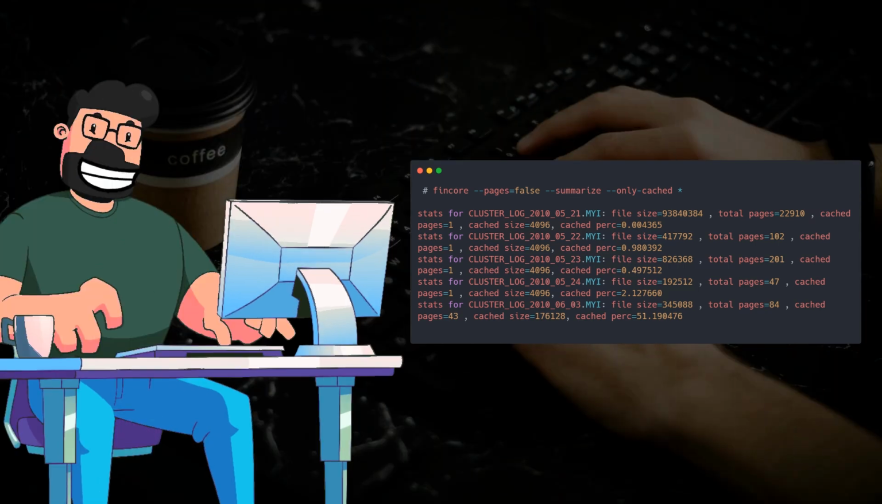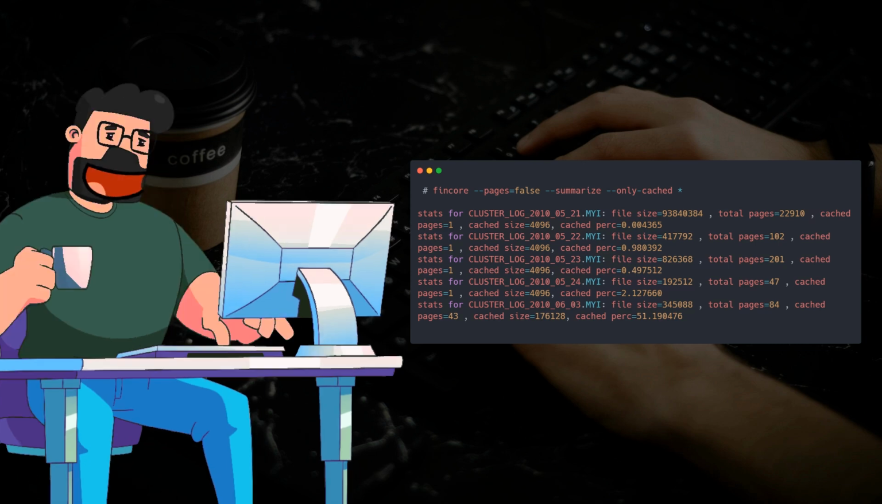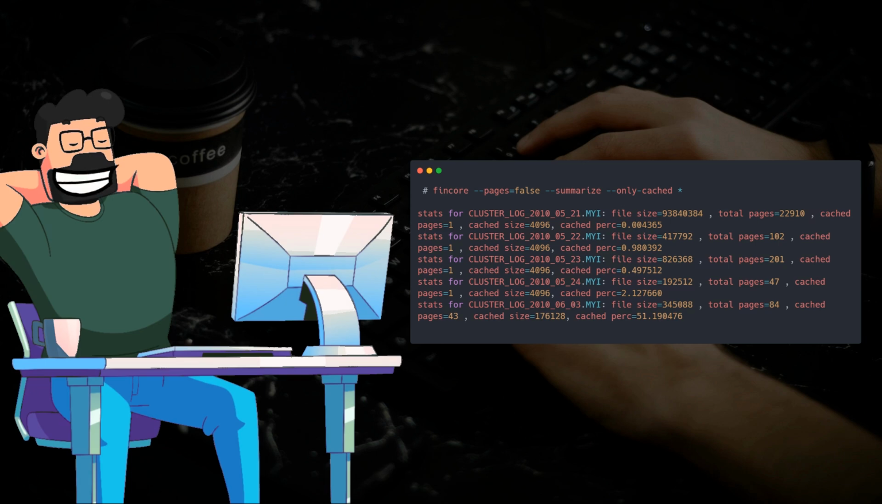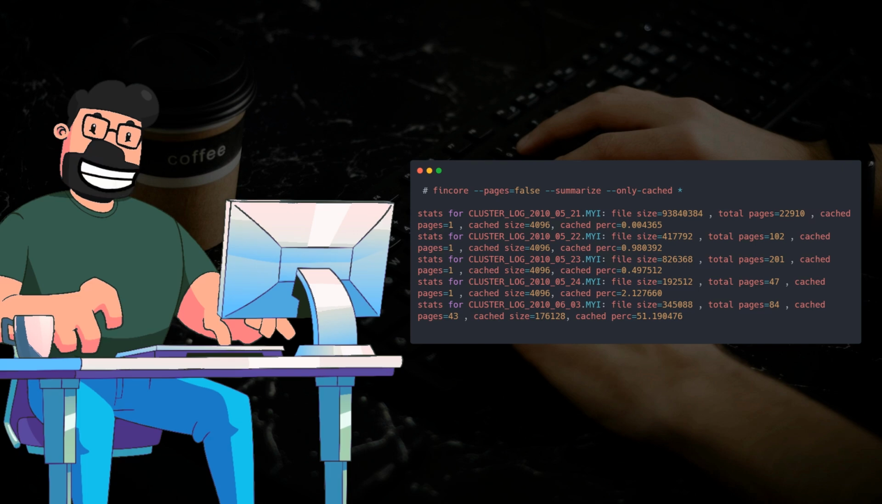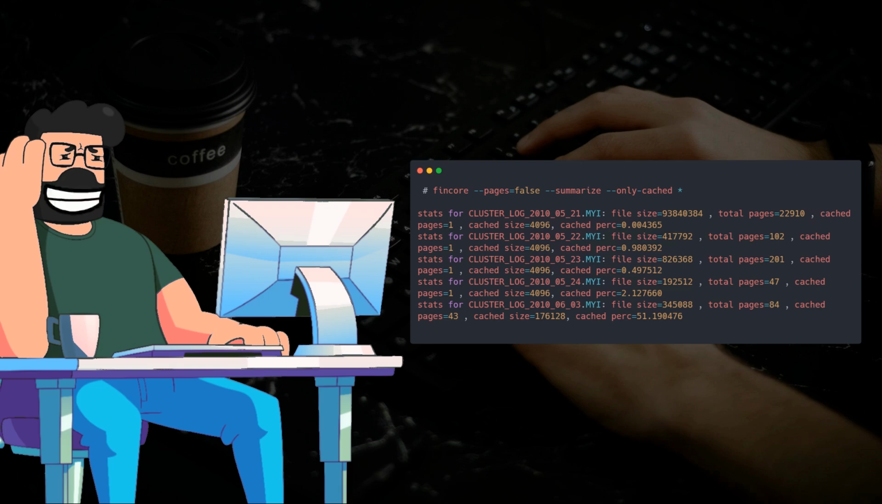By using the fincore command, you can uncover which blocks are currently stored in the cache. The output provides insights into cached pages, sizes, and percentages for various files. This information can help you understand what data is consuming memory in the buff cache, shedding light on potential optimizations. Definitely a handy tool to have in your troubleshooting arsenal.